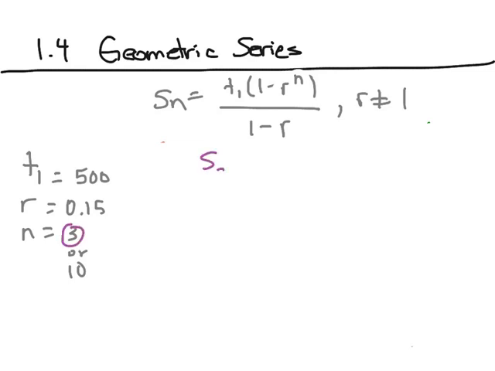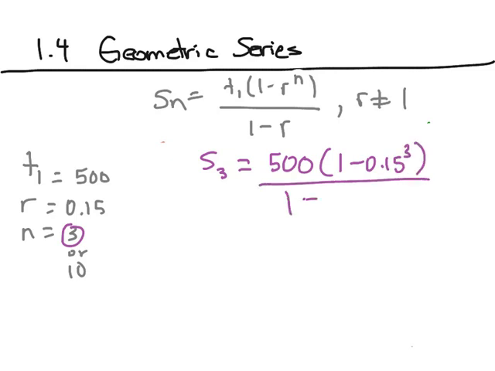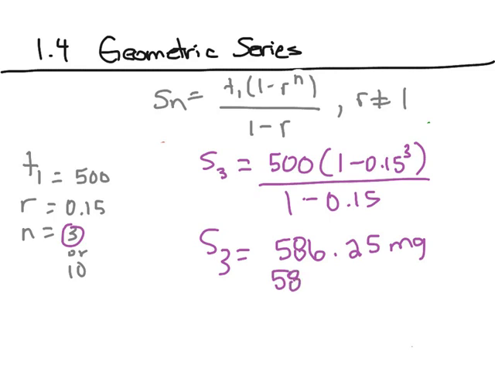So the sum of 3 tablets is equal to 500 times 1 minus 0.15 to the power of 3, divided by 1 minus 0.15. Type this into your calculator and you should get 586.25 milligrams. So there's about 586 milligrams of the antibiotic in your body by the time you take the 3rd tablet.